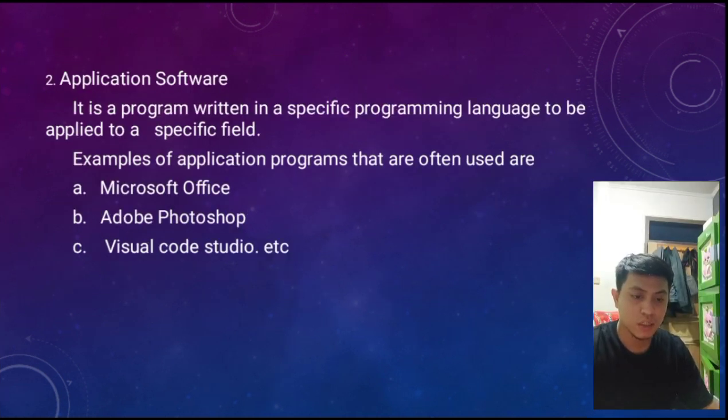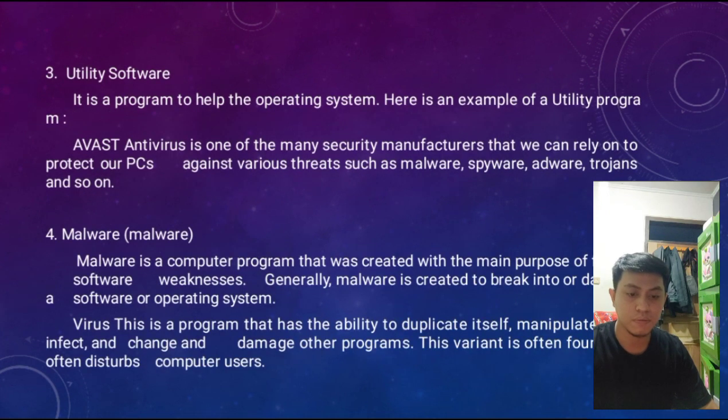2. Application software. It is a program written in a specific programming language to be applied to a specific file. Examples of application programs that are often used are: A. Microsoft Office, B. Adobe Photoshop, C. Visual Studio Code, etc.